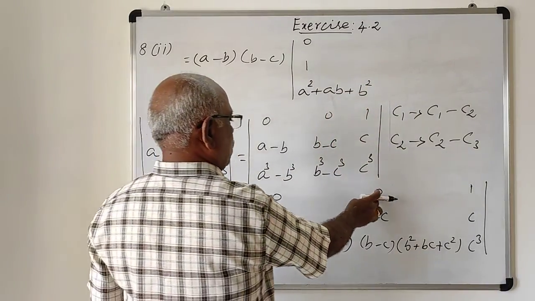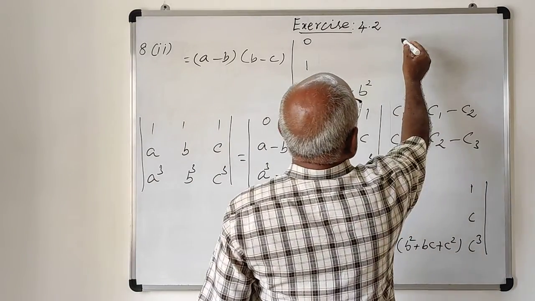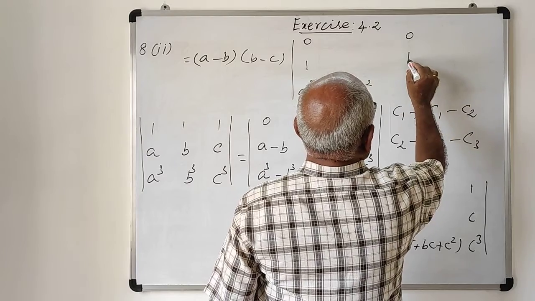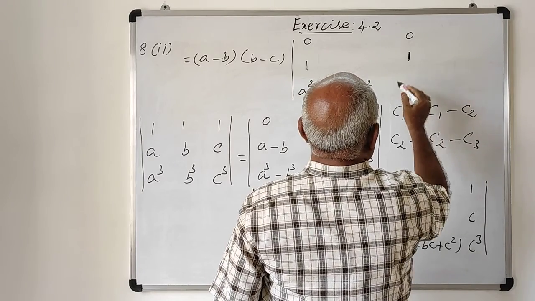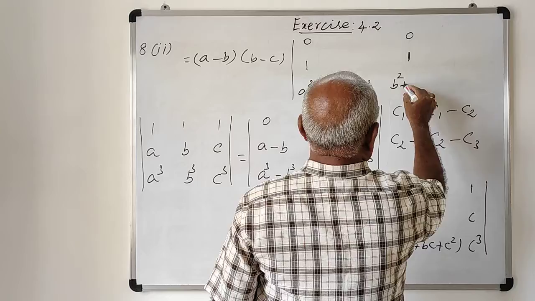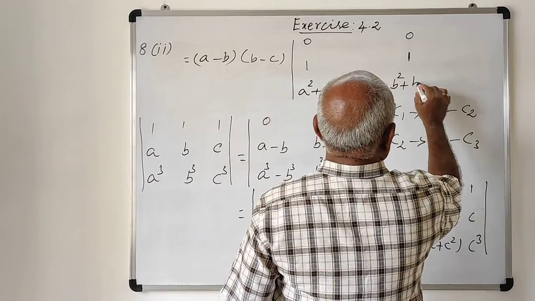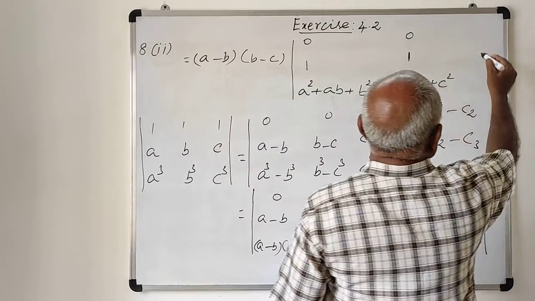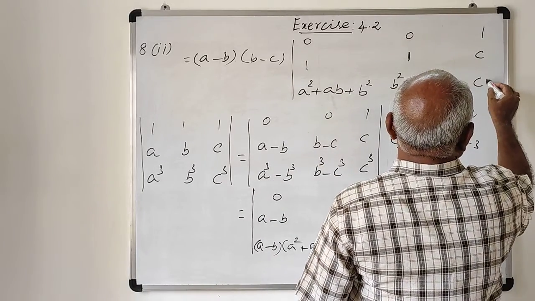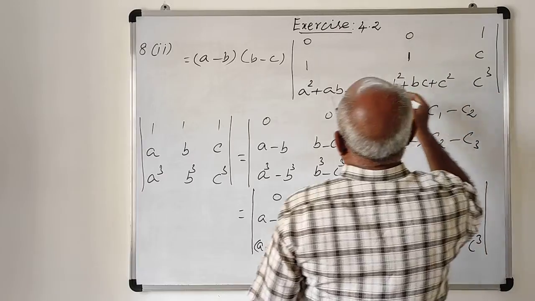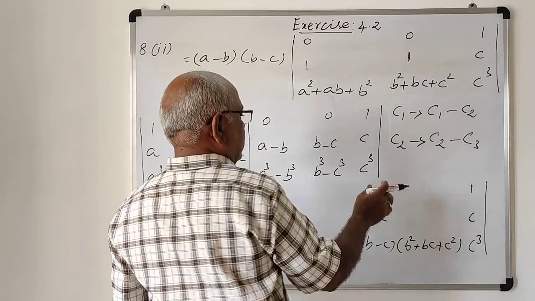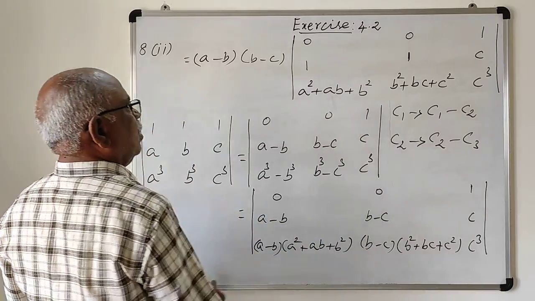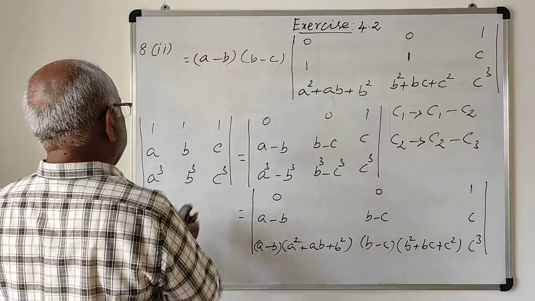Similarly, the second column is 0, 1, b square plus bc plus c square. This is your second column. The third column is 1, c, c cube. This is our next step of this determinant. After taking a minus b and b minus c from the first and second column, I will get this determinant.